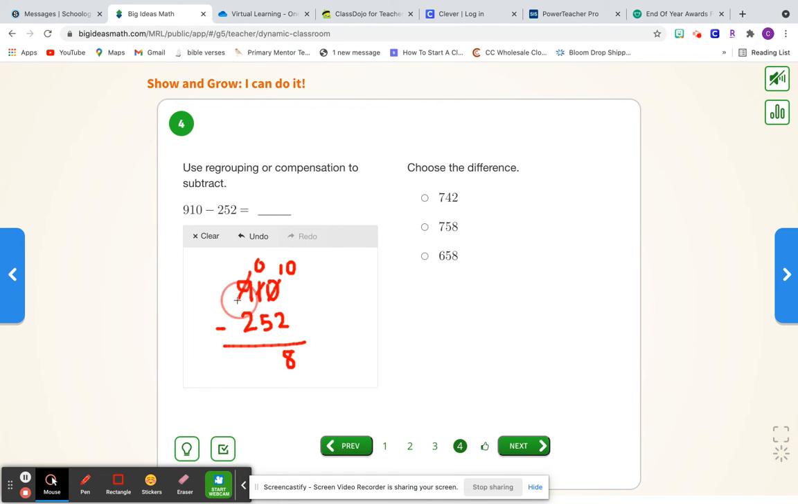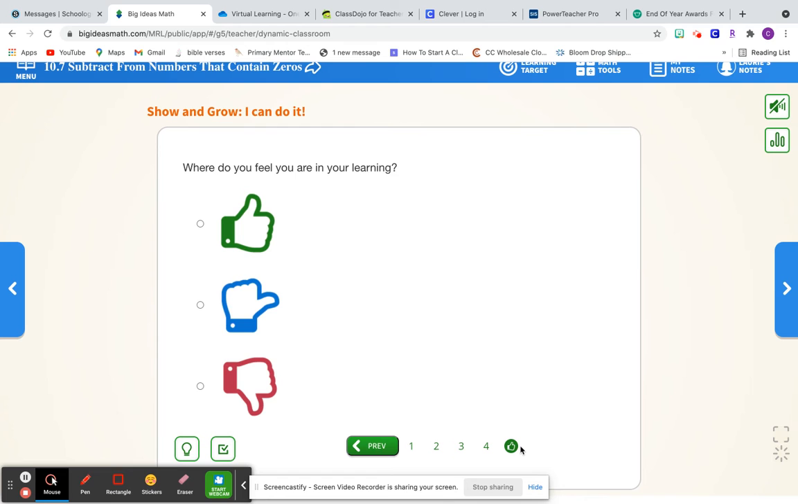Well, now we're going to come over here and bar this 100. That leaves us with 8 hundreds and 10 tens. 10 minus 5 is 5, and 8 minus 2 is 6. So our answer is 658.